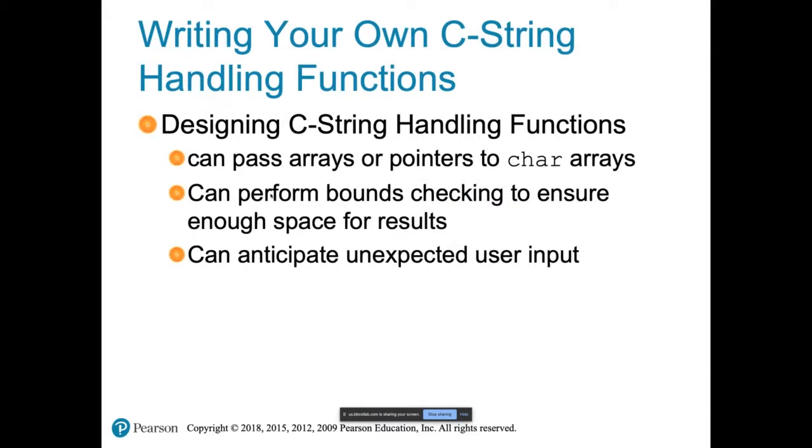Writing your own C-string handling function is to design C-string handling functions. They can pass arrays or pointers to character arrays. Remember, an array by itself with no name is an address, and a pointer is an address, so it works either way. You can perform bounds checking to ensure enough space for results. So when you do these, make sure you're cautious of how many characters, how much space you have, and anticipate unexpected user input, data validation.